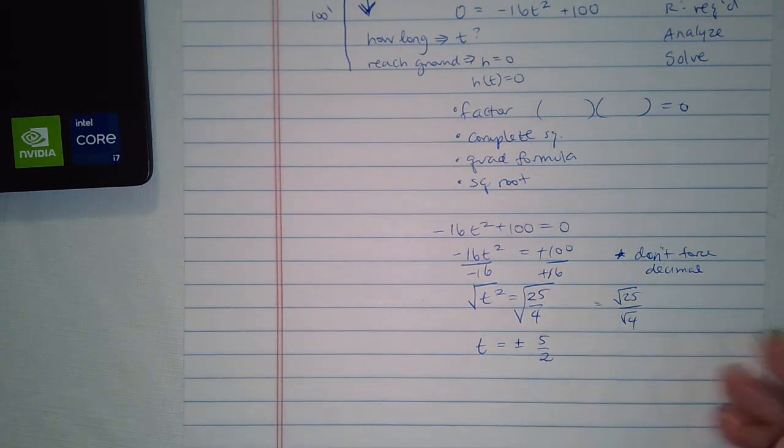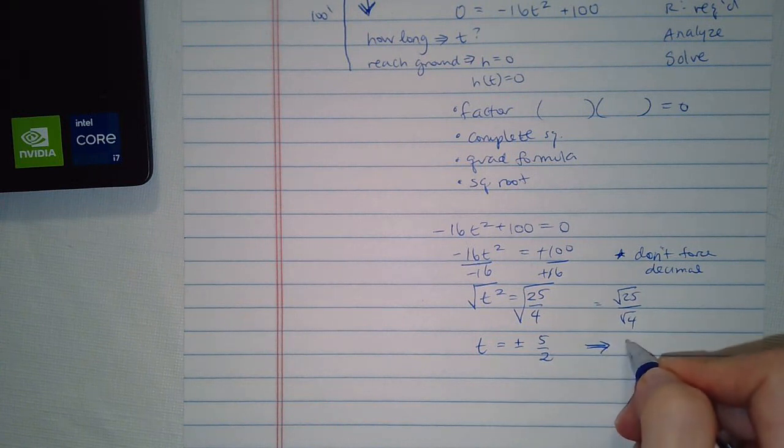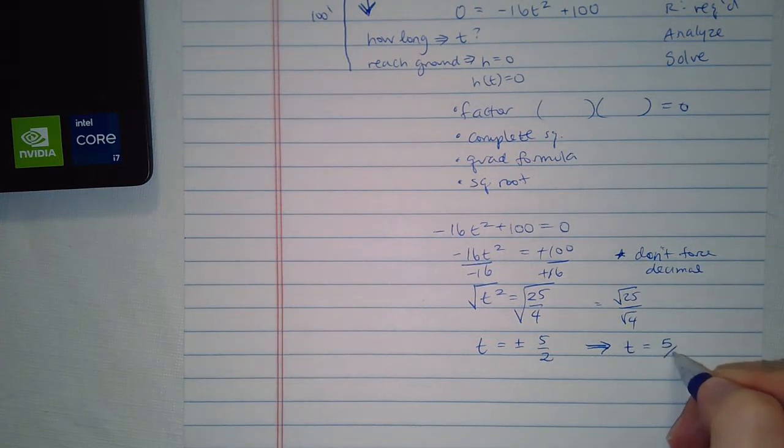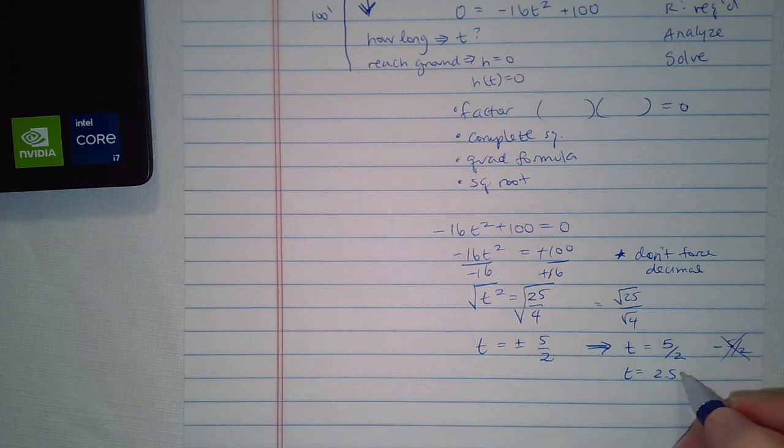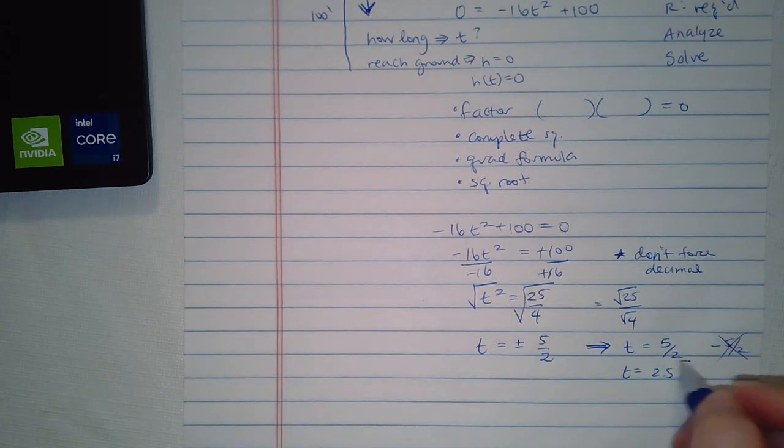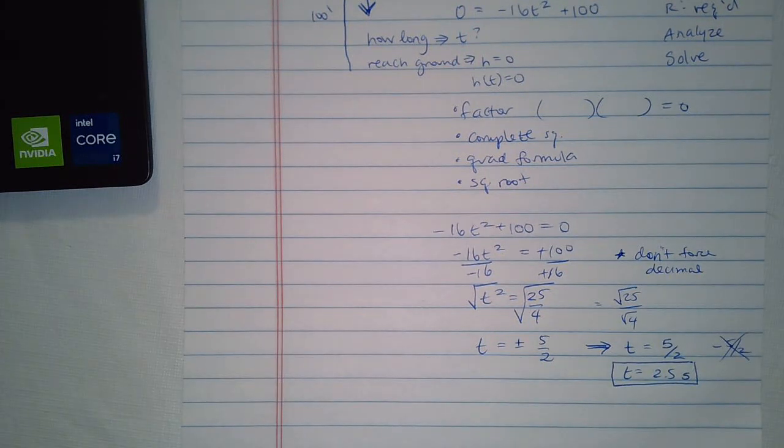But for time, in these problems, we really have two options. Time is positive 5 halves, or 2.5, or negative 5 halves. And time cannot be negative in realistic problems. So time is 2.5. And we want to see the units. Usually the units will be seconds. The problem should tell you either minutes or seconds, etc. In this case, it's seconds. So time is 2.5 seconds. That's number 1.